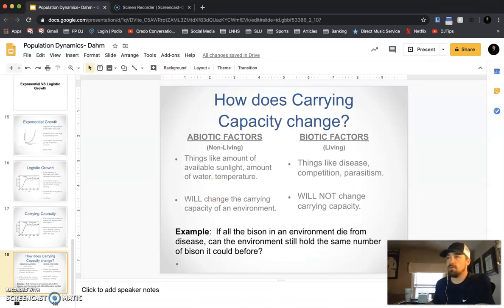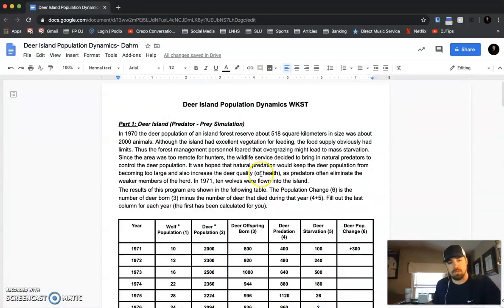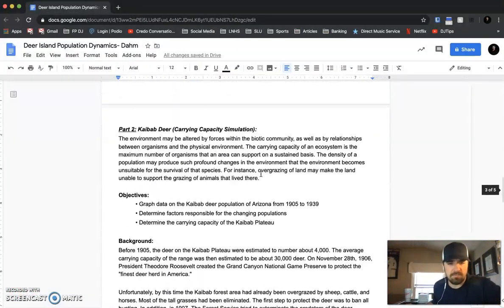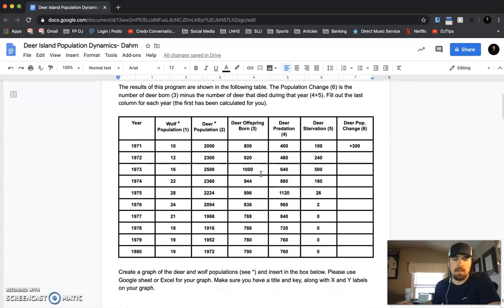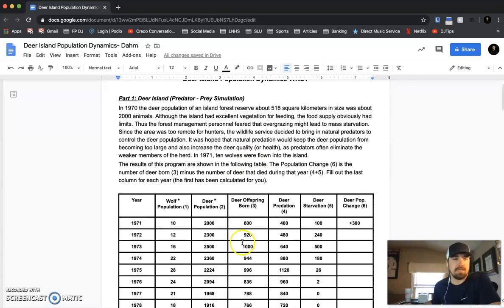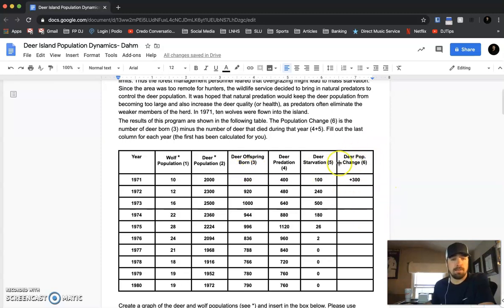Okay, I'm going to pull up your assignment here real quick. So this is going to be your assignment for the week. There's three parts, I believe. It's a little extensive. You'll have all week to complete this. The first part is looking at this table, reading this little blurb about Deer Island. Okay, this is going to look at predator-prey relationships and how that affects a population.